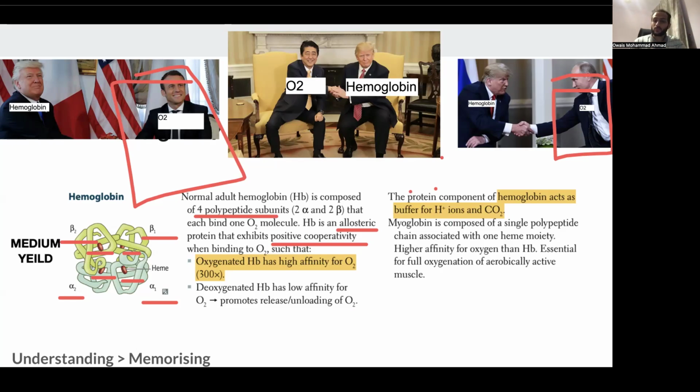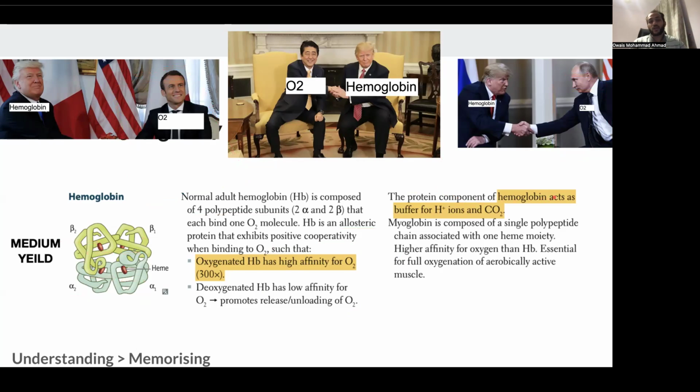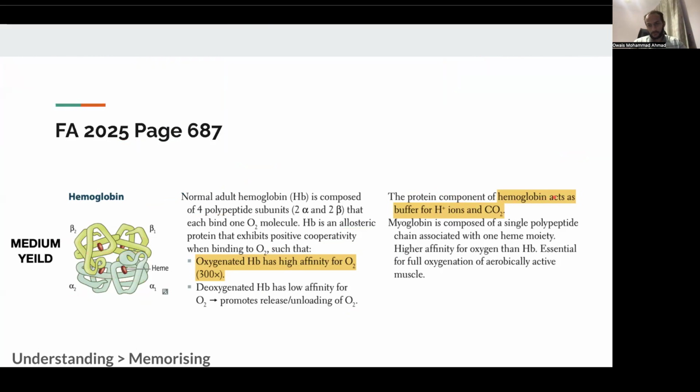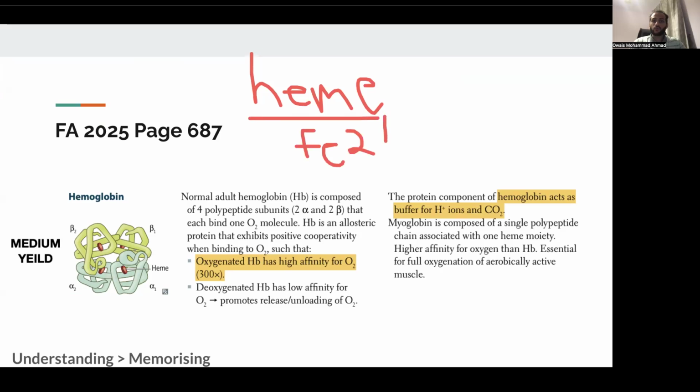Now let's come over here. The protein component of hemoglobin acts as a buffer for H plus ions. What does this mean? Hemoglobin has the heme part and the globin part. Heme is where the iron is. It binds the oxygen, and we have four of these. We also have the globin part. Do you know what globin is? What is your concept of globin?